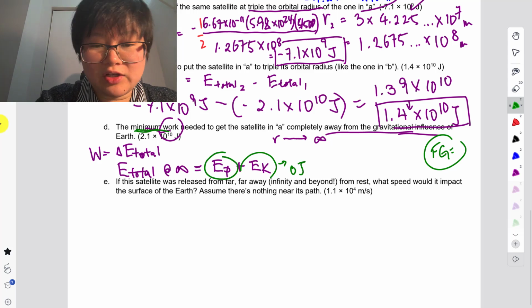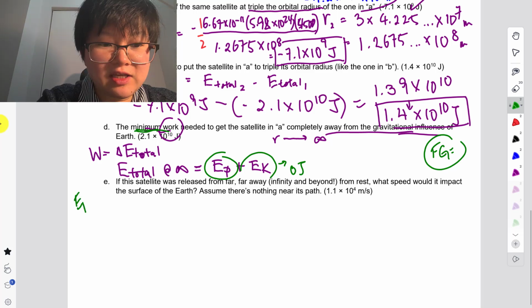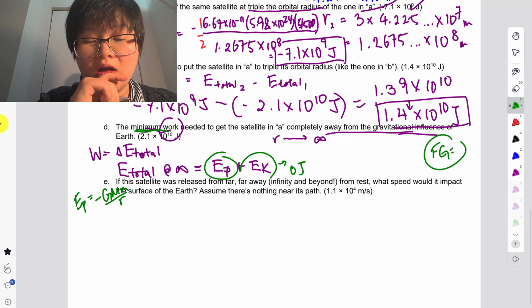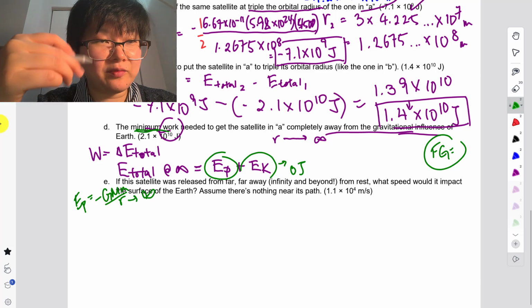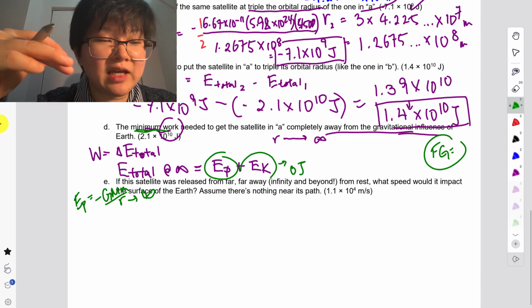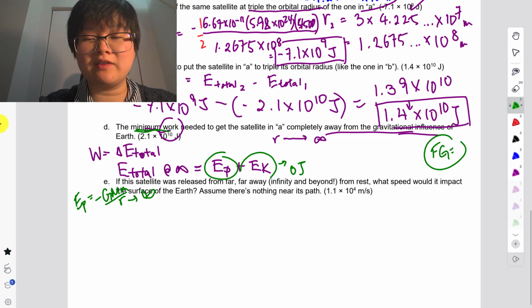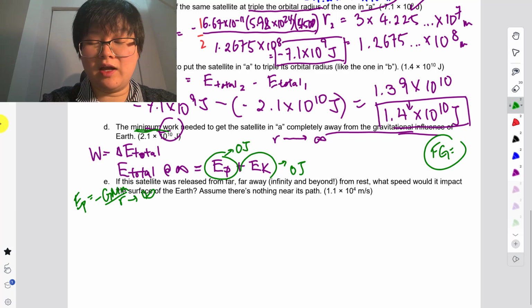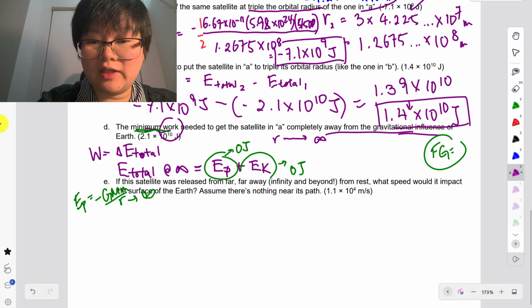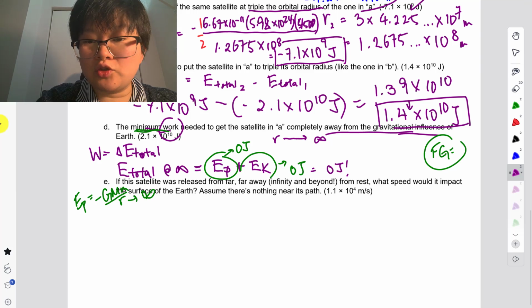For potential energy, let's go back to the very definition of potential energy. EP is equal to negative big G, big M, small m over R. If R reaches infinity, EP is still negative, but it's going to become a smaller negative and a smaller negative until it reaches 0. So EP is also going to be 0. That gives us our total energy as 0 joules.